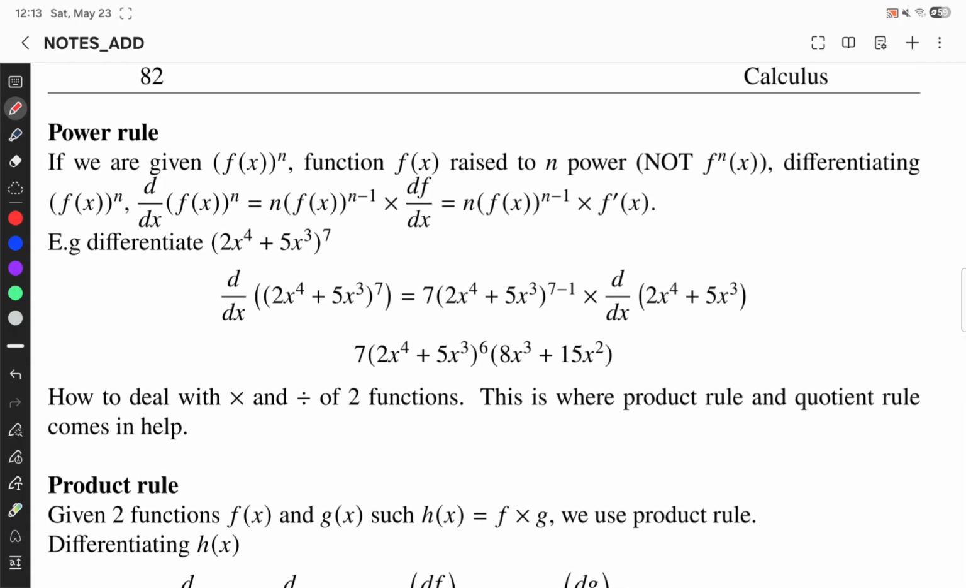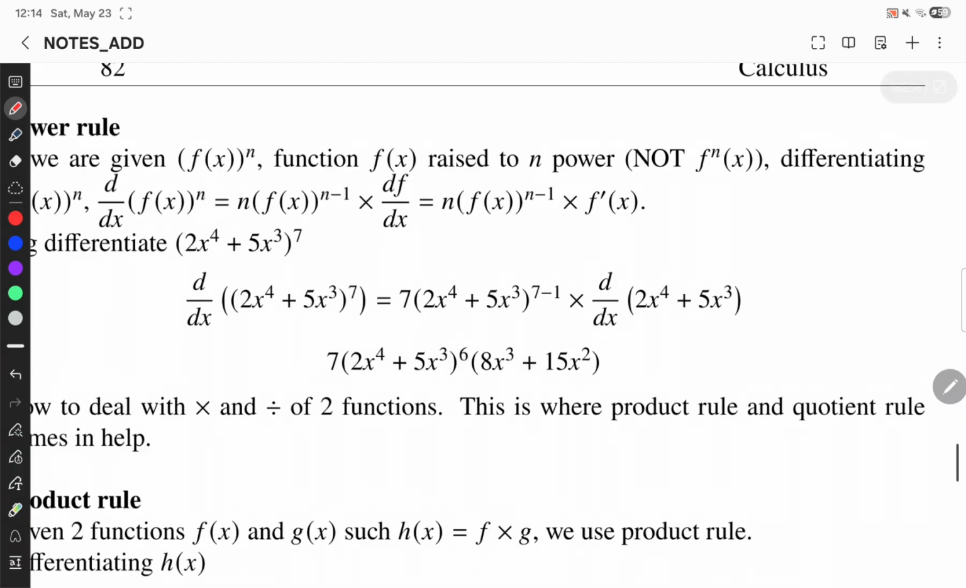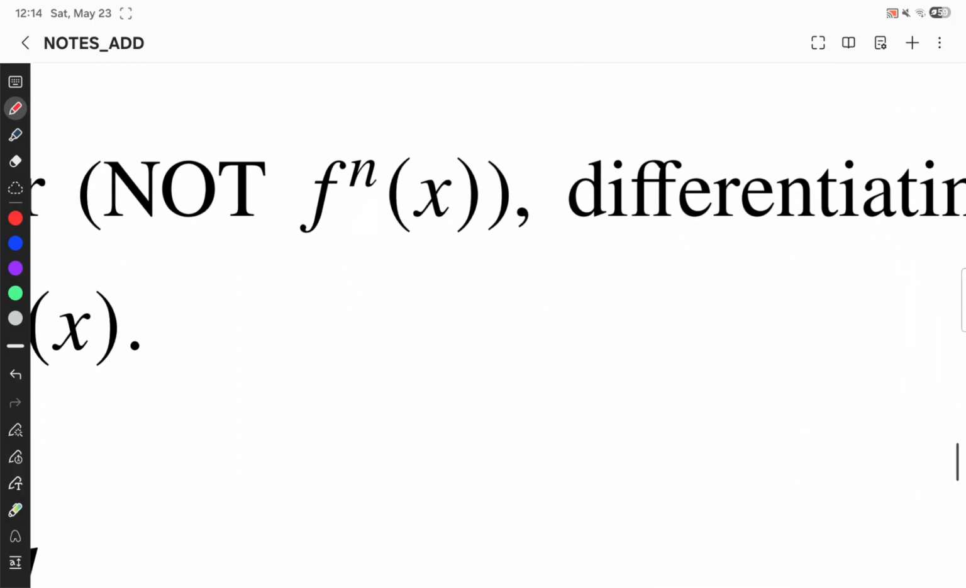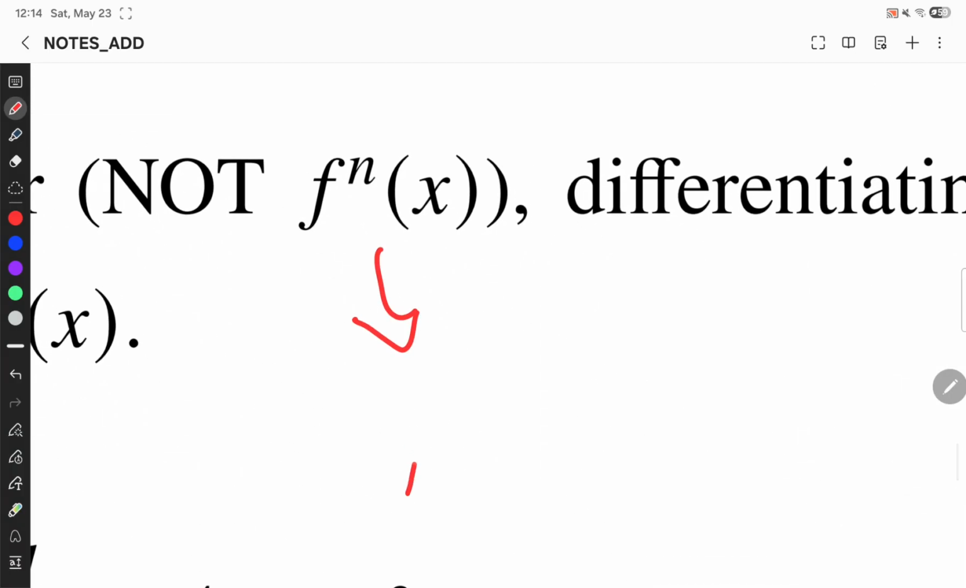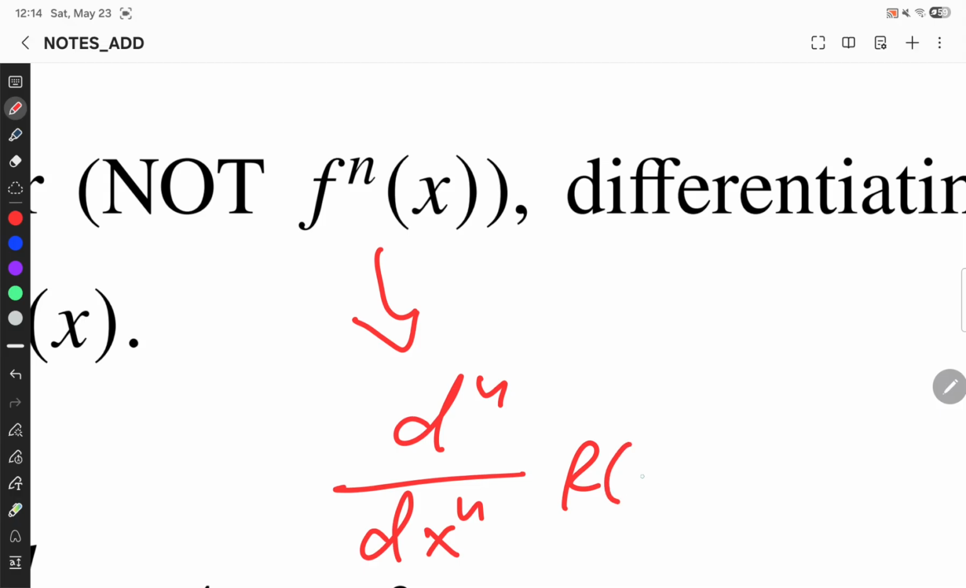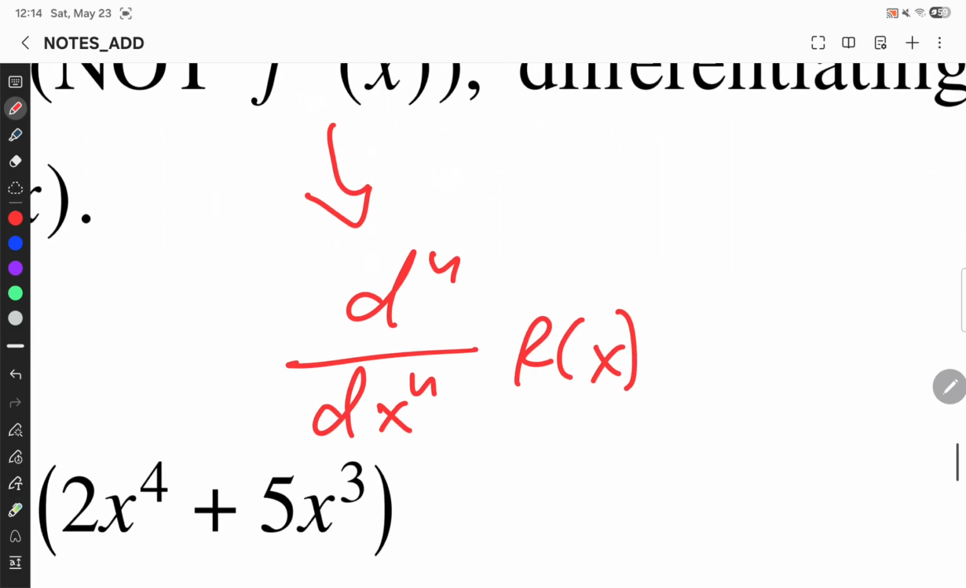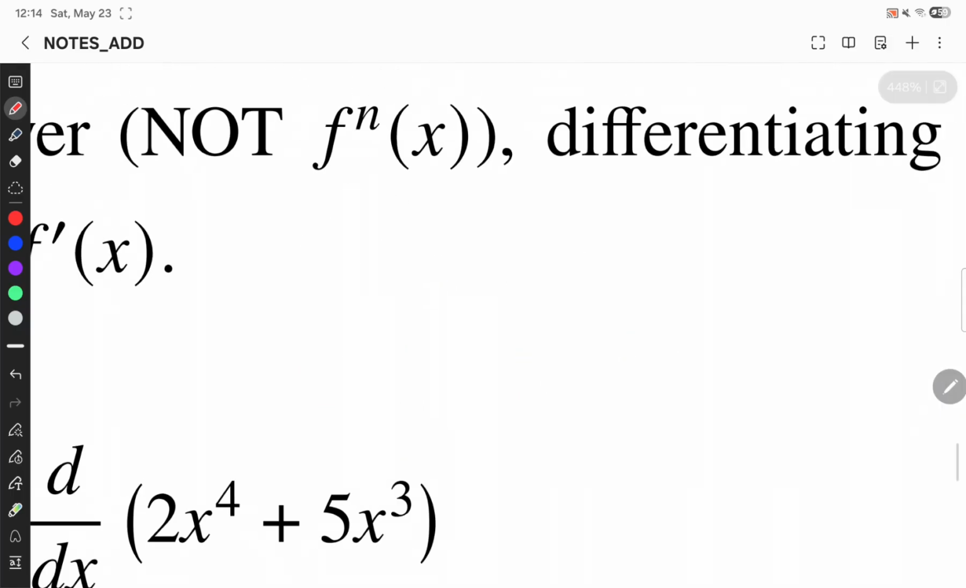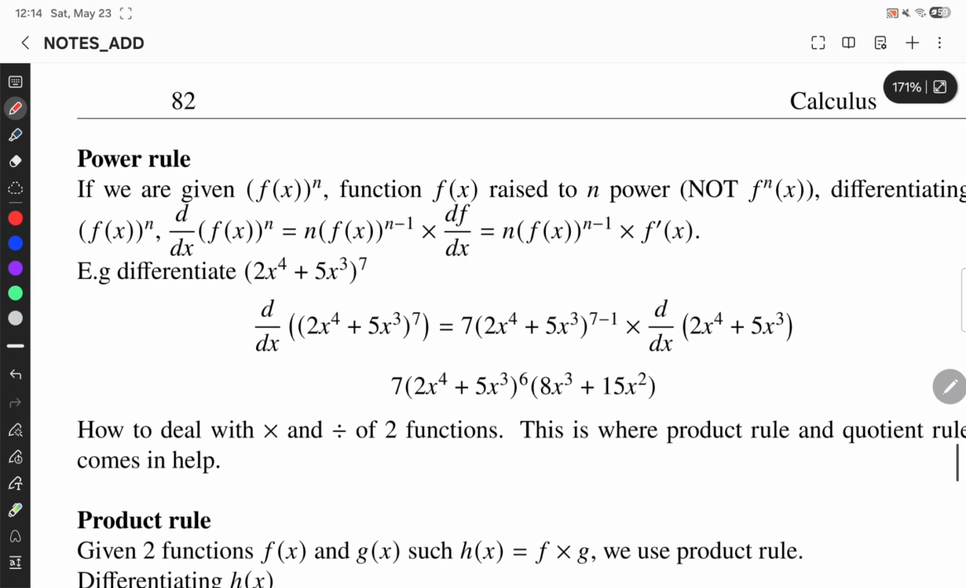So what does this say? If you are given a function raised to the nth power, f of x raised to the nth power, remember, this is a function raised to the nth power. This is not the same as saying f^(n)(x). What does that mean? That means taking the nth derivative of f. We do not want to take the nth derivative of f, please.